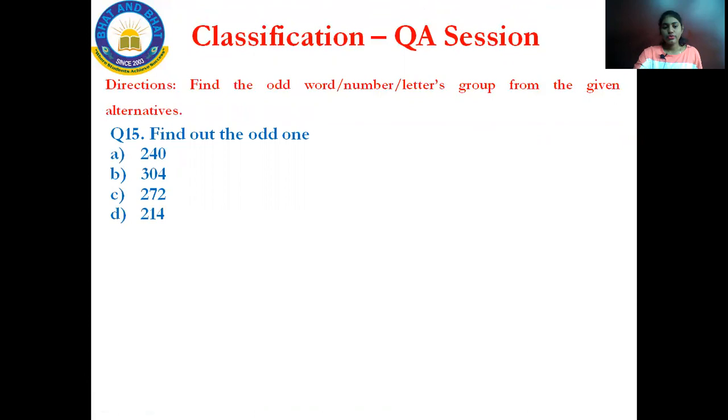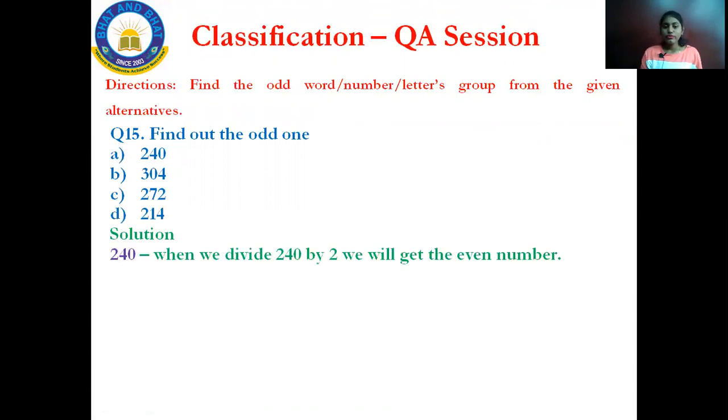Now we'll move on to the 15th question, and your options are 240, 304, 272 and 214, and then let me see the solution. See, 240: when we divide 240 by 2, we will get the even number. Start dividing. Which number will you get? Is it even or odd? Let me know.